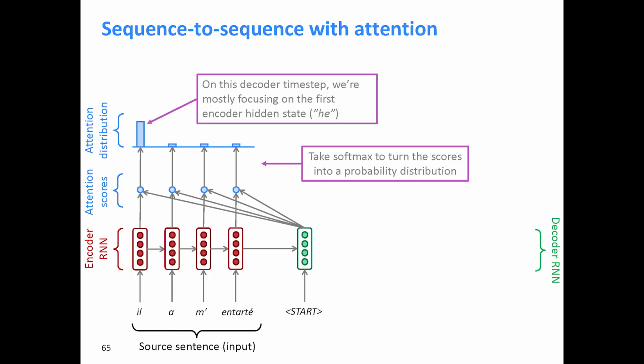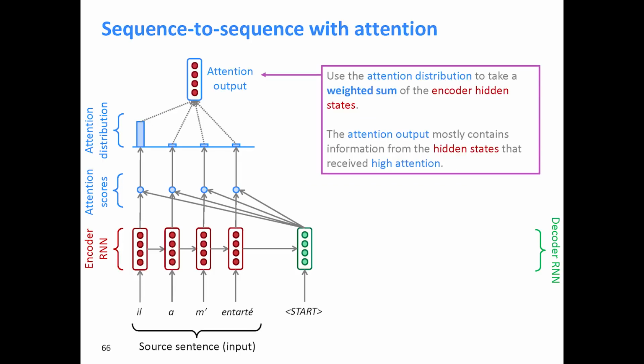And we call this the attention distribution, and this one sums up to 1. So here you can see that most of the probability mass is on the first word. That makes sense because that first word essentially means "he", and we're going to be producing the word "he" first in our target sentence. So once we've got this attention distribution, we're going to use it to produce something called the attention output.